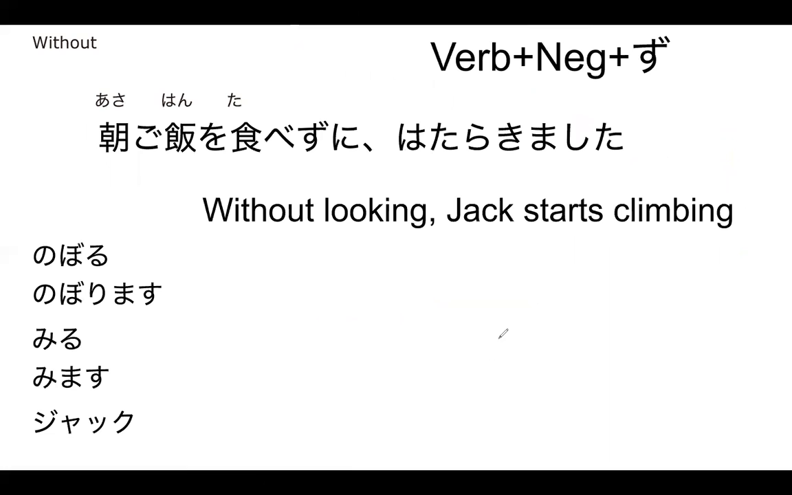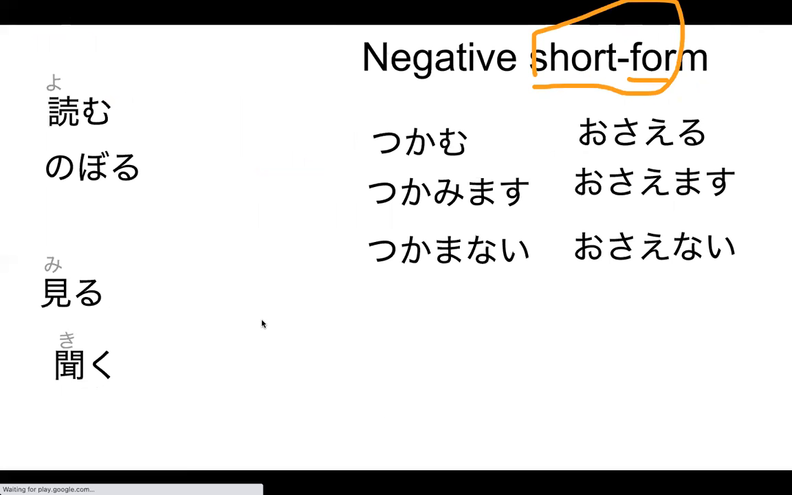So now I'm teaching you zu. Zu is added to the end of a verb in order to mean without doing an action. And what happens is that zu gets added to the negative form of the verb, minus nai. So for example, 食べない: in order to add zu to this, we delete the nai and we add zu. Does that make sense?